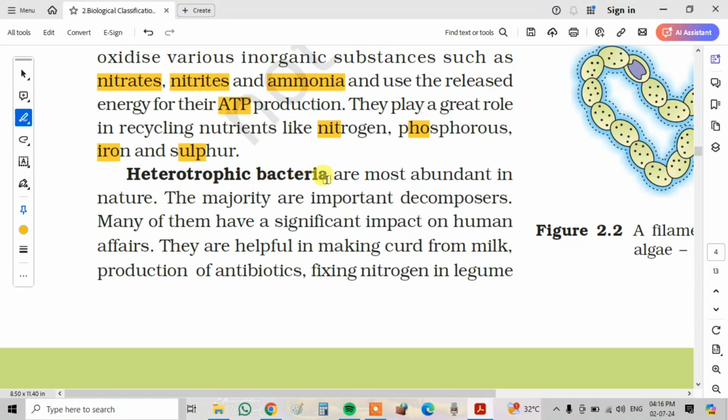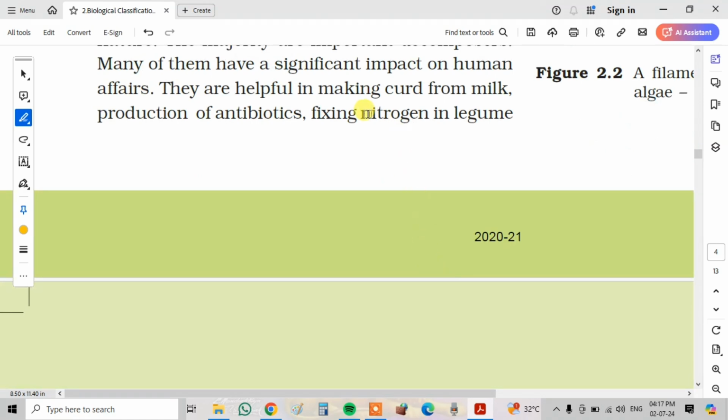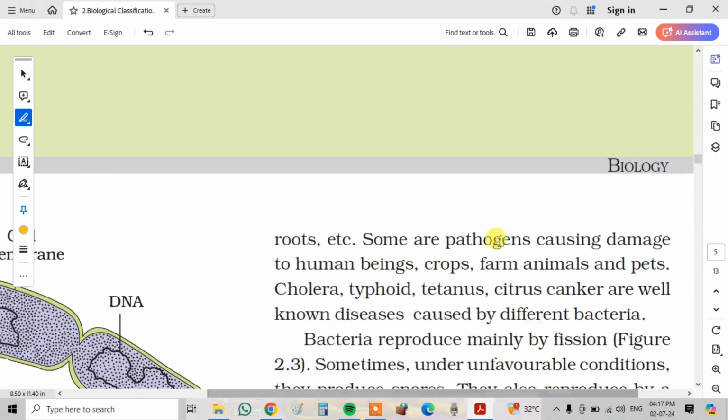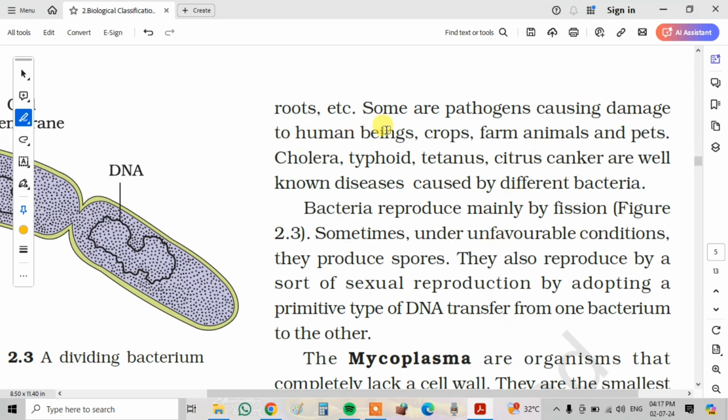Heterotrophic bacteria are most abundant in nature. The majority are important decomposers. Many of them have significant impact on human affairs. They are helpful in making curd from milk, production of antibiotics and fixing nitrogen in legume roots, etc. Some are pathogens causing damage to human beings, crops, farm animals and pets. Cholera, typhoid, tetanus and citrus canker are well-known diseases caused by different bacteria.